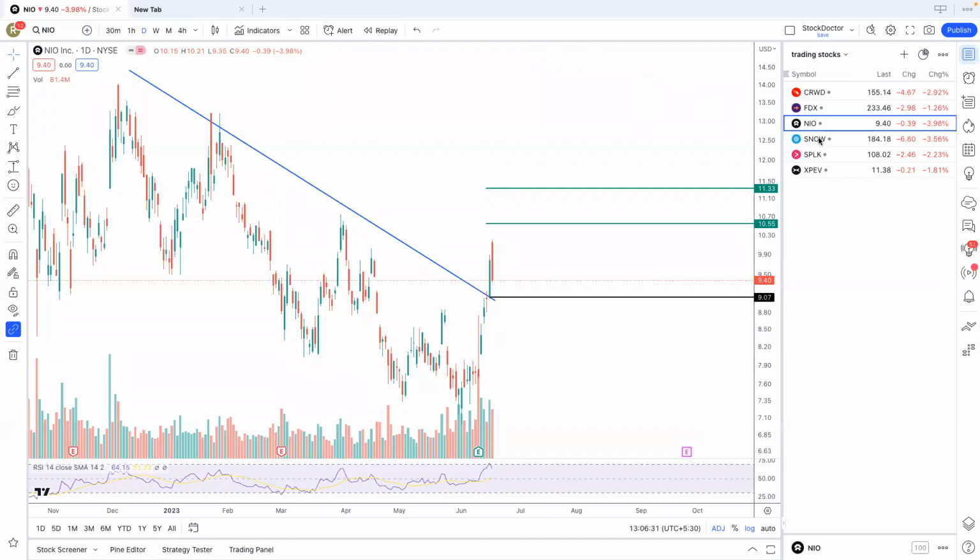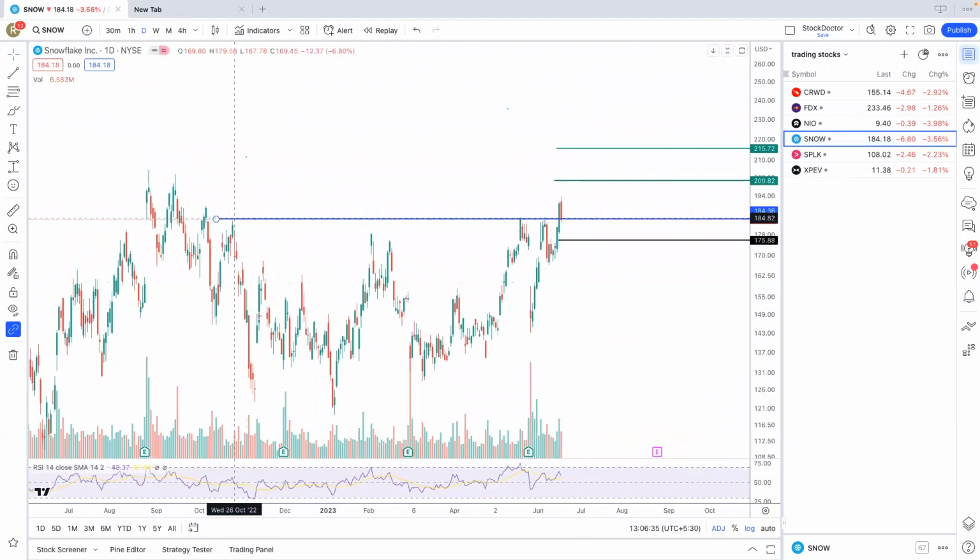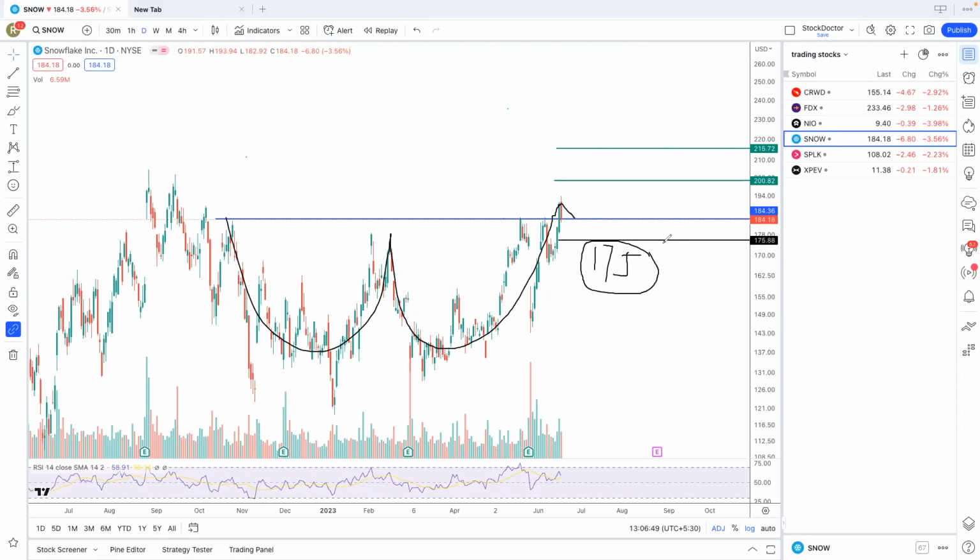Next stock we have Snow. For Snow, you can see it has a double bottom breakout, right? Now after the breakout it retested. I'm saying the support is 175. If it breaks and trades below 175, one should exit. If it stays above that, the first target is 200, second is 215, and then 240. The targets will be very big because this is a breakout of a double bottom.